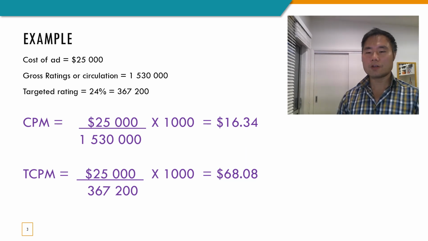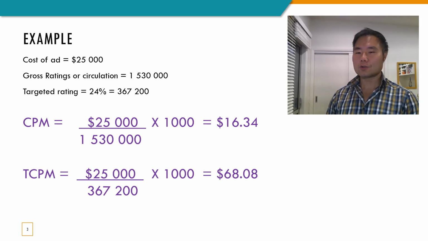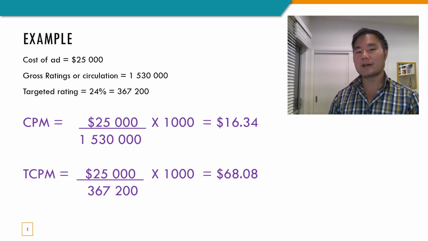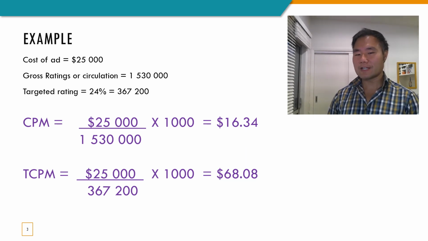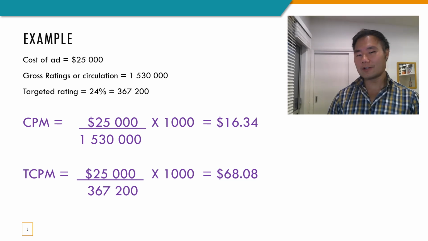So these two numbers here are obviously quite different, and you can see how on the one hand it looks like it's quite efficient to advertise in this magazine to reach 1,000 people. But if you look a bit more closely at the TCPM, or the targeted cost per thousand, you'll see that it's not that cost effective. It actually costs you $68 to reach 1,000 target audience members.